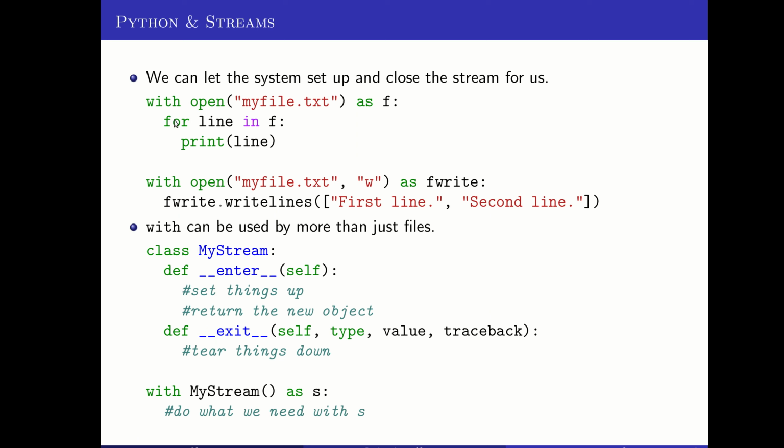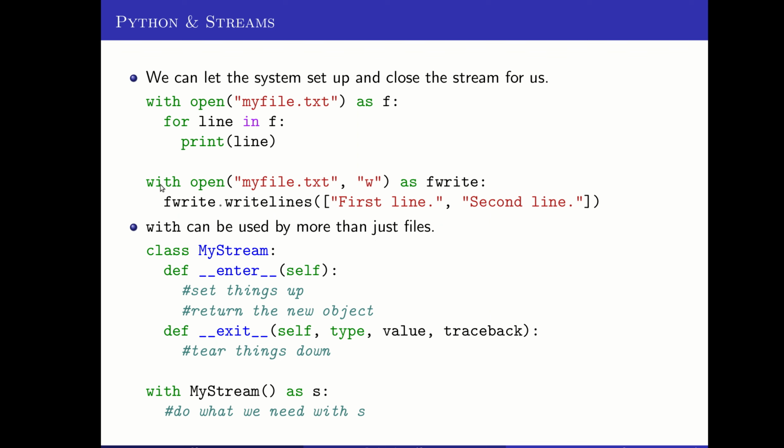And then we go for each line in the file, print the line, or do whatever we're going to do with that file's information. And when we reach the end of the indented block there, the file is closed. The teardown for that stream is done.